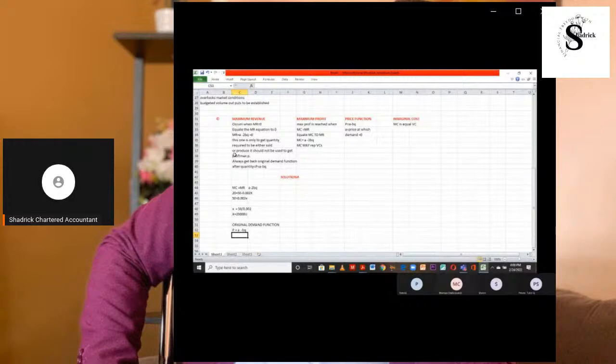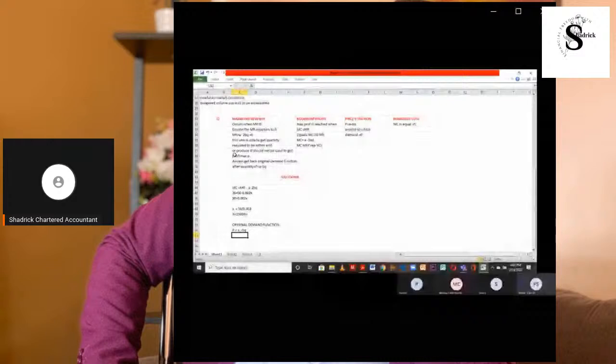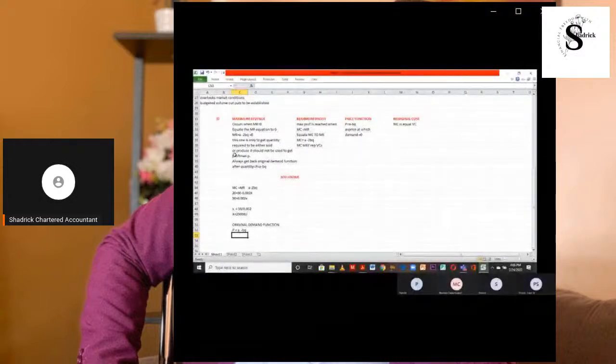After which you must get back to the original demand function. You remember the statement, guys? By maximum revenue. I've put everything in writing. So let's get back to the original demand function. Which one is the original function? Now we bring it to life.